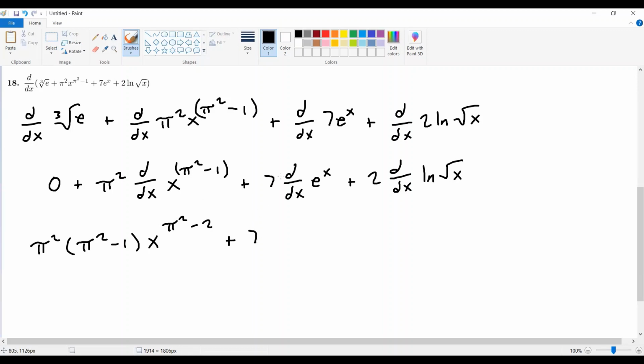Now we have the 7. Now the derivative of e to the x, again, e to the x is nice. It's just itself when you take the derivative.